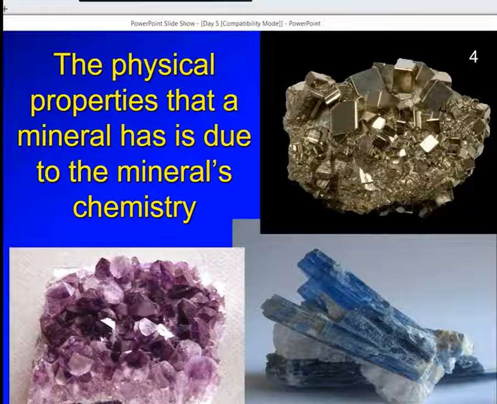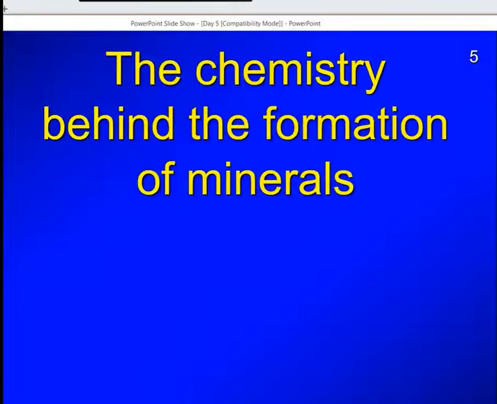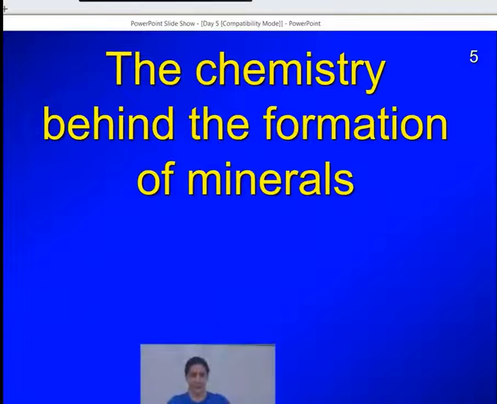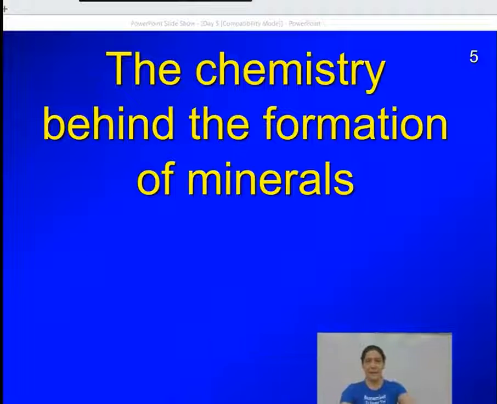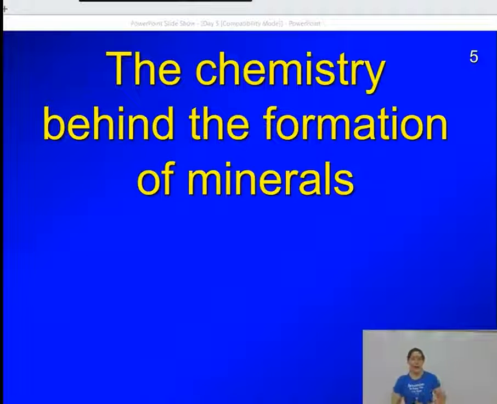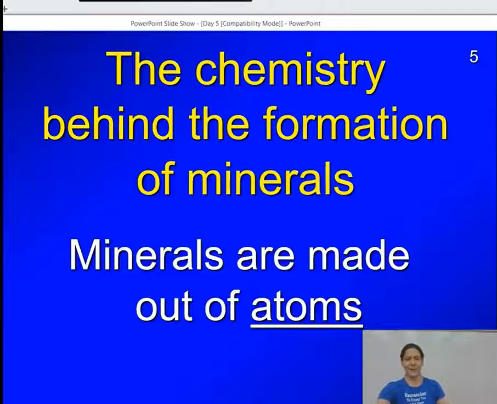The focus of lab this week will be using these properties to identify specific minerals. But for lecture, the first thing we're talking about here is the chemistry behind the formation of minerals. So, talking a little chemistry here.